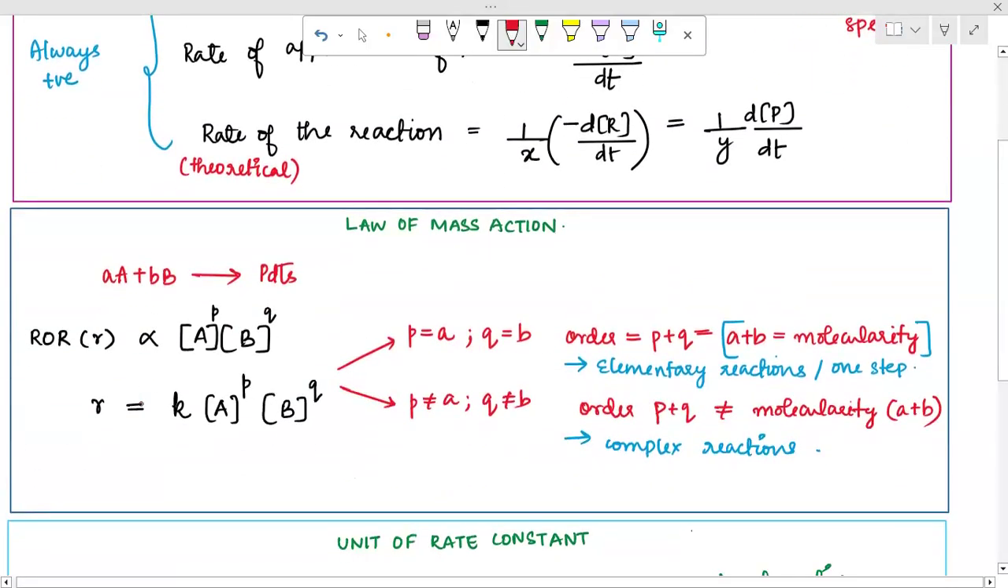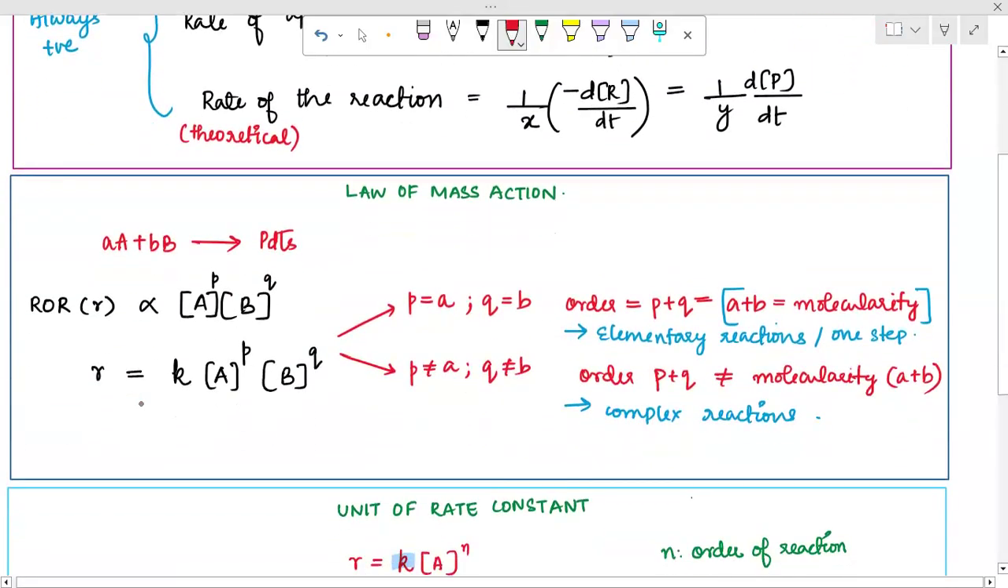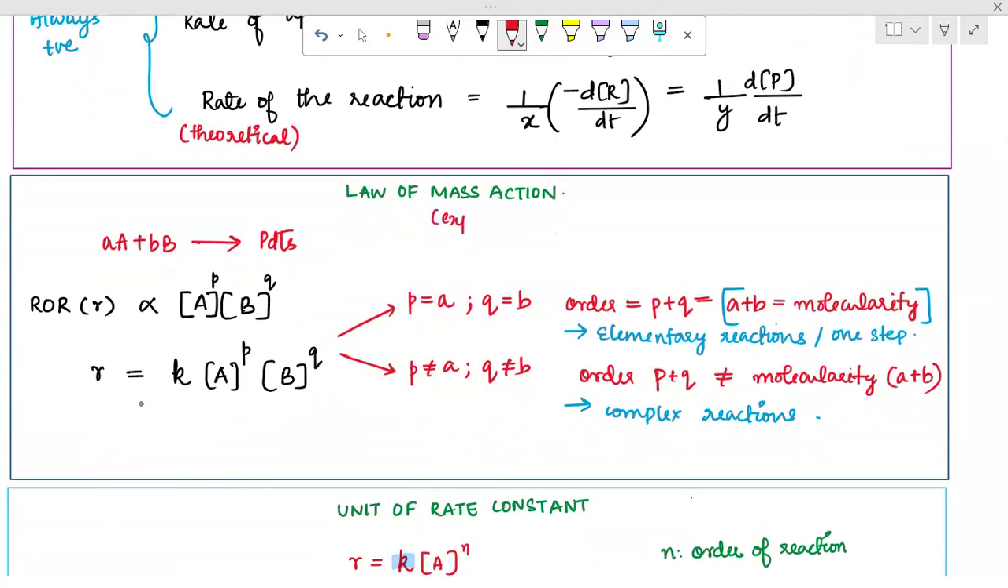Now in session 2, we discussed the law of mass action. We said that the rate cannot be theoretically determined over here. Instead, over here, it is experimentally written. So this is the experimental rate. In day 1, we discussed the theoretical rate. On day 2, we discussed the experimental rate.